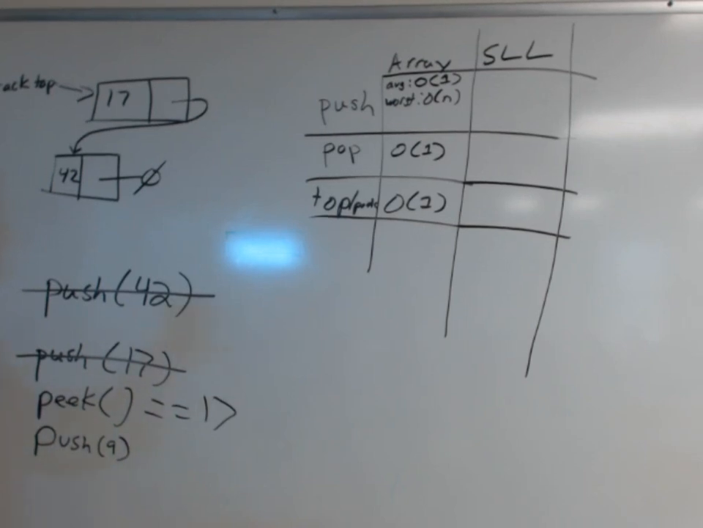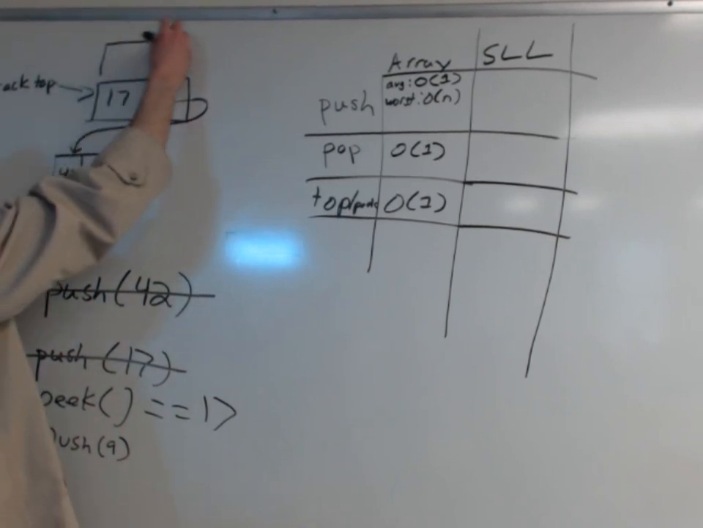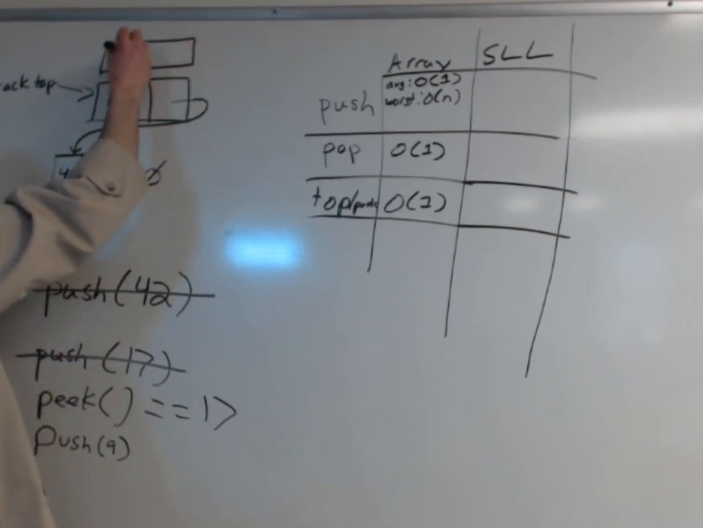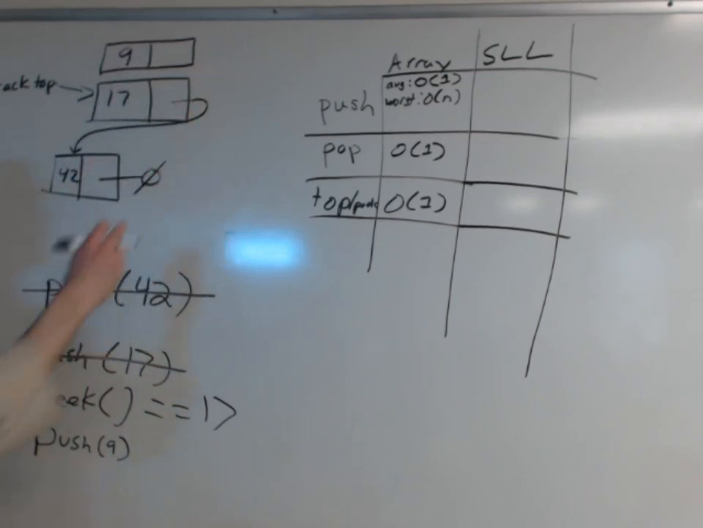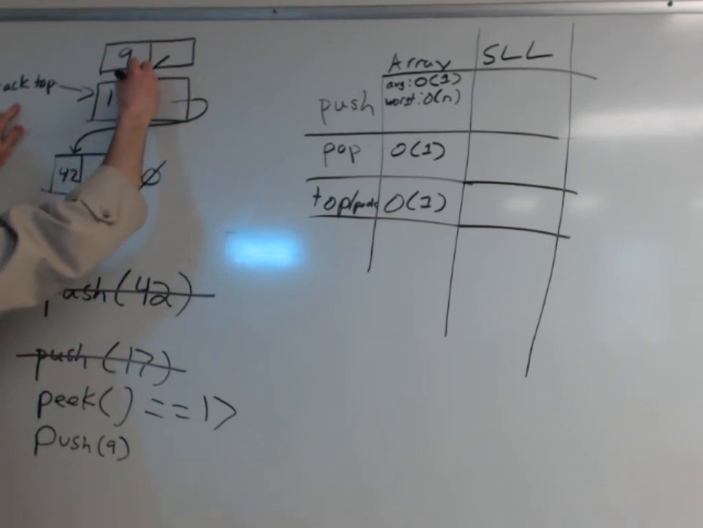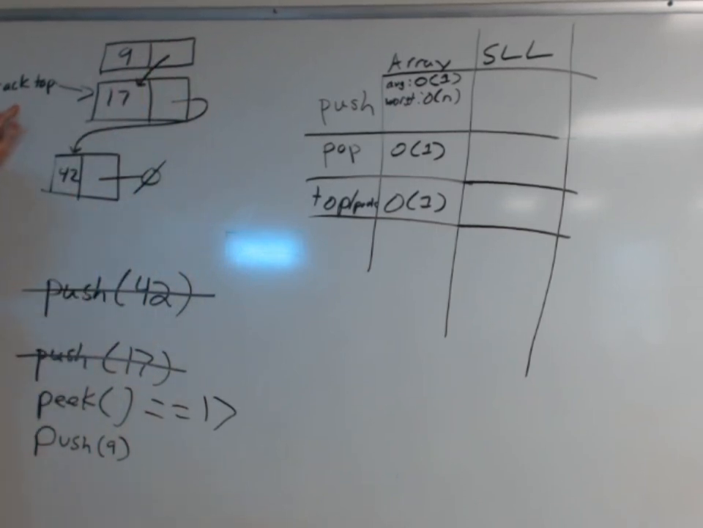First thing, make a node. We'll put in 9. Where does it need to point to? 17, which is what stack top is, so we have a pointer there. Then what do we do? Yeah, we put stack top up here. All right.